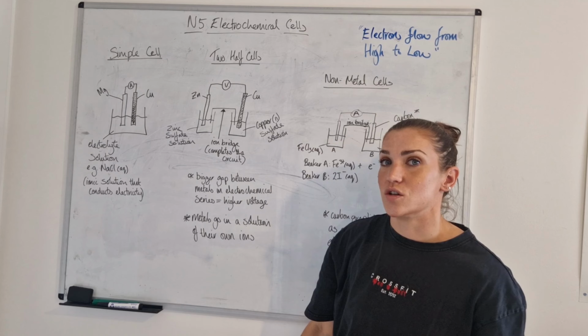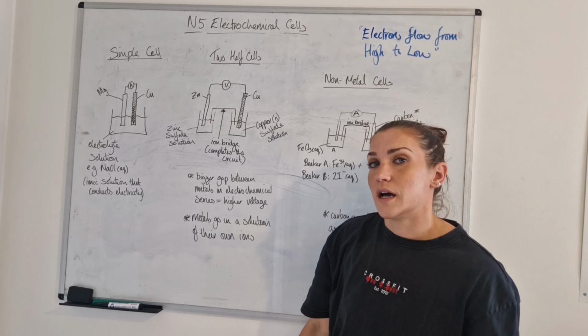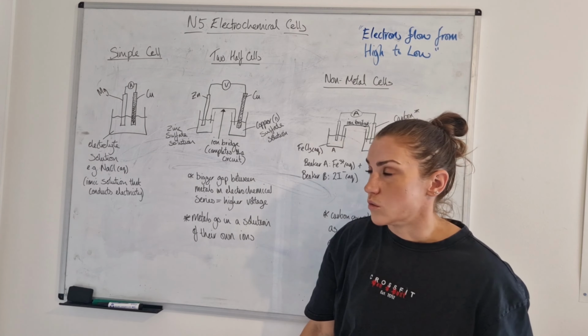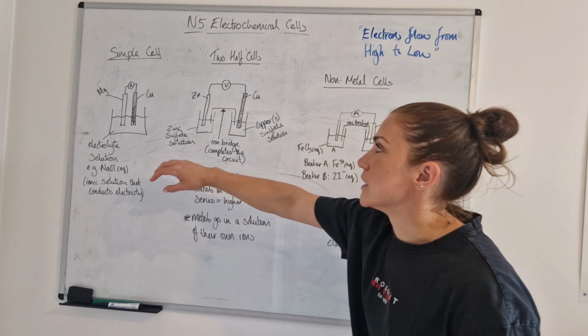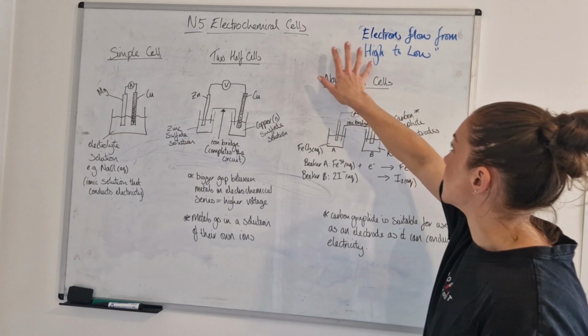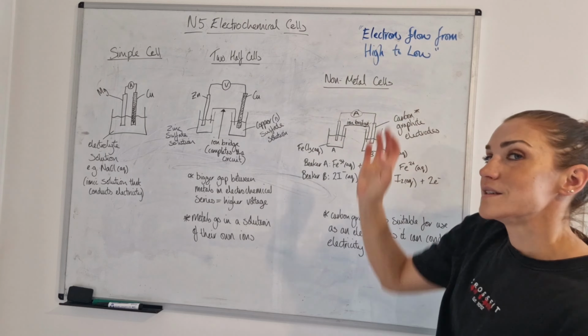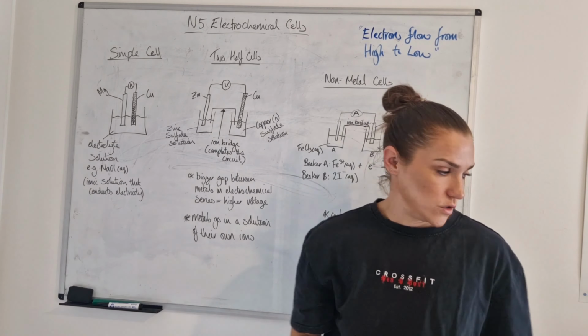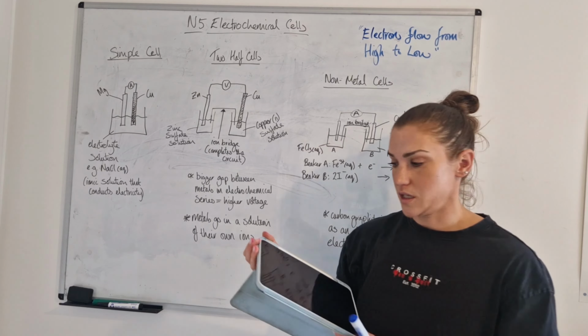and what you can often be asked is to identify the direction of electron flow and where those electrons would go. Now, the thing to remember when it comes to electron flow direction is electrons flow from high to low. So what we do is look up the electrochemical series.